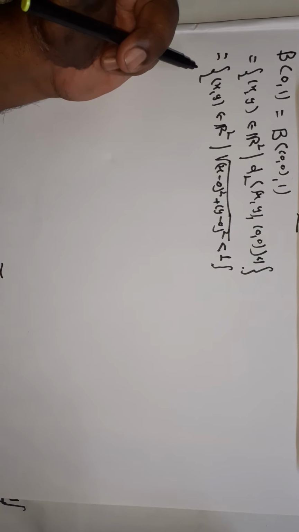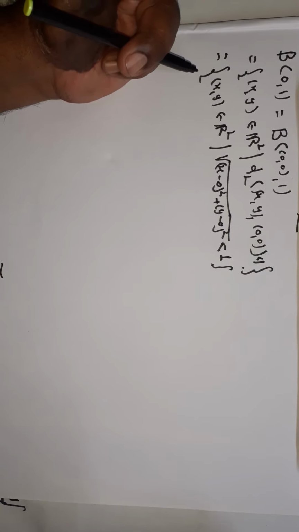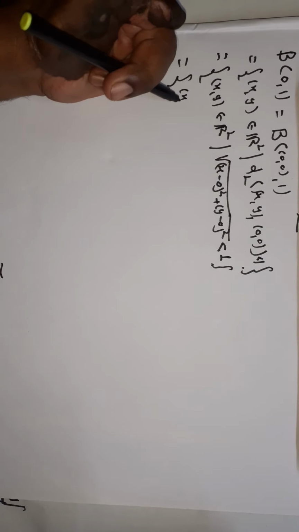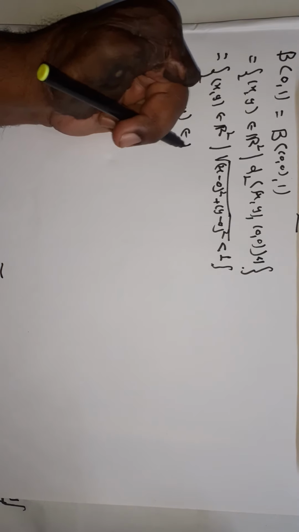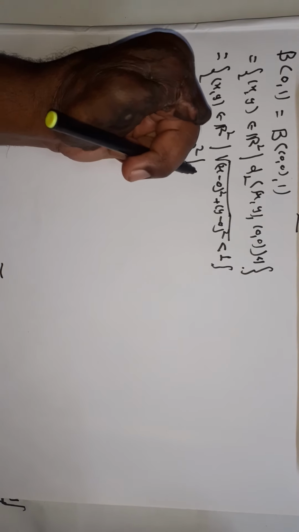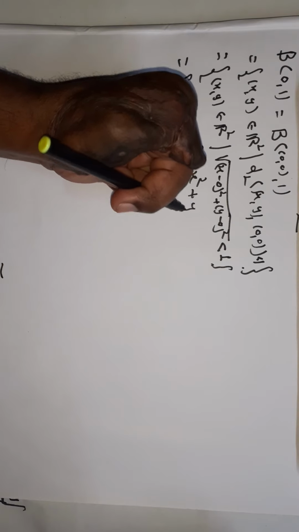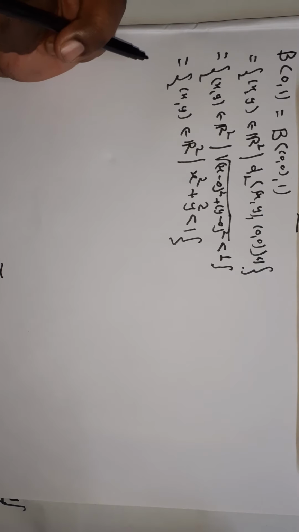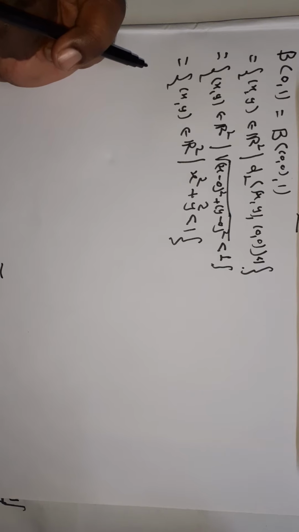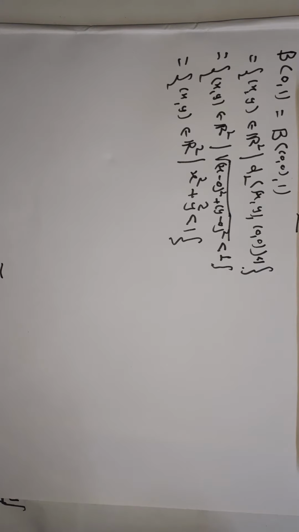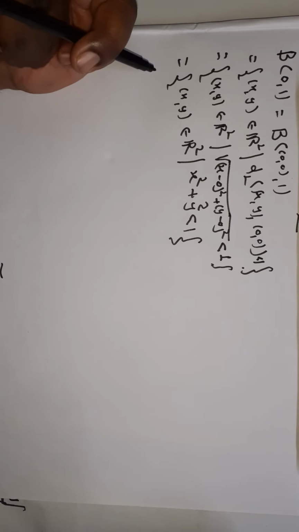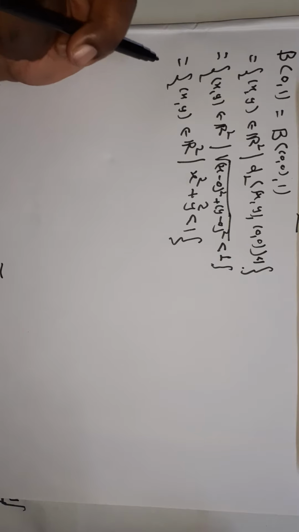Therefore, it is the set of x, y belonging to R2 such that the square root of x squared plus y squared is less than 1. Therefore, it is the set of x, y belonging to R2 such that x squared plus y squared is less than 1. Therefore, this open ball is the interior of the circle having center at 0, 0 and radius 1.